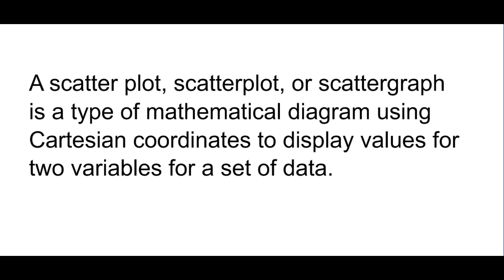A scatter plot can be called a scatter plot or scatter graph. It is a mathematical diagram that we use on a coordinate plane, and it displays values of two variables that are somehow linked together. Basically, it's a series of dots.